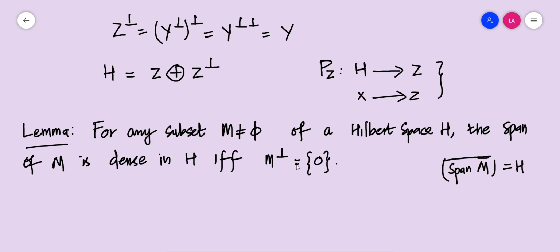If you are able to find a subset M whose annihilator contains only the zero element, then the span of that set is actually dense in H.